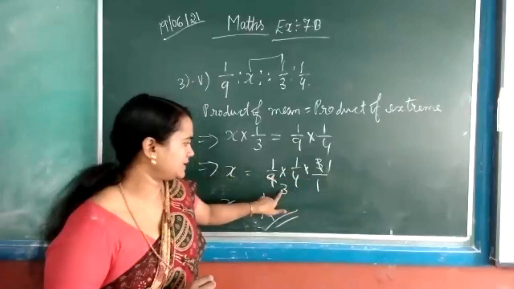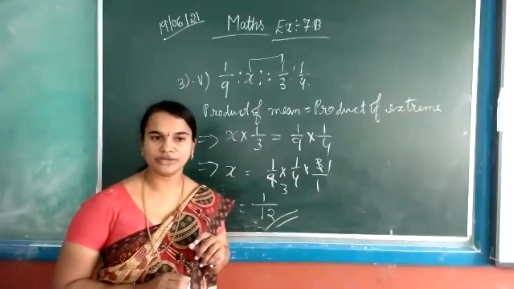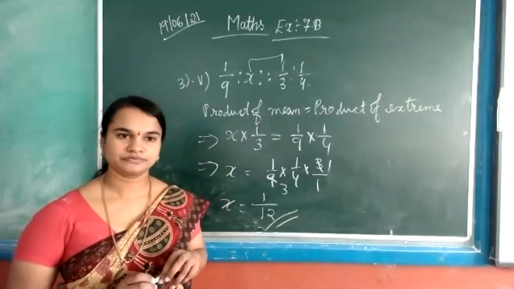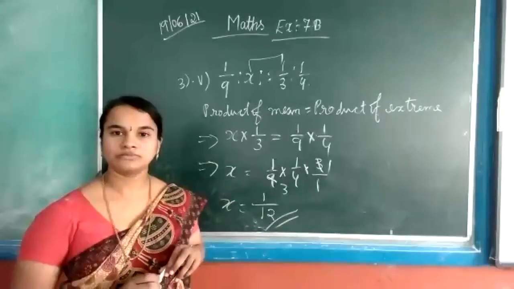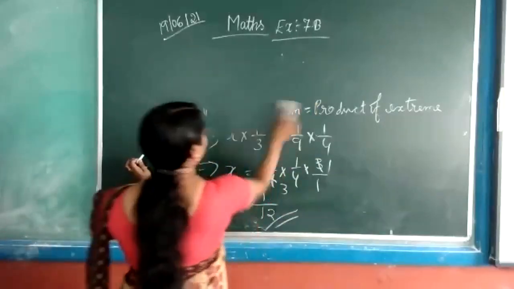Then 3 ones are 3, 3 threes are 9. So 1 ones are 1, 3 fours are 12. The x value equals 1/12. Can I rub it now? Yes. Now 4.